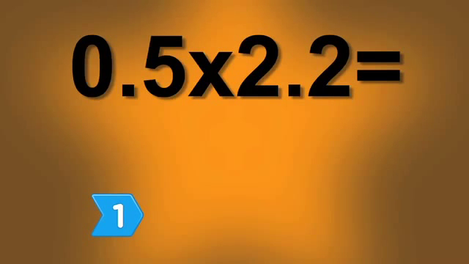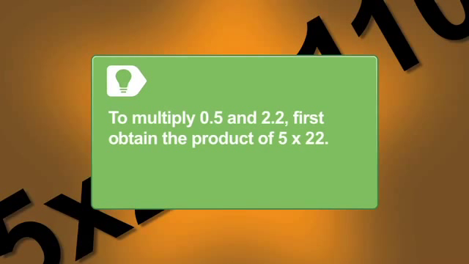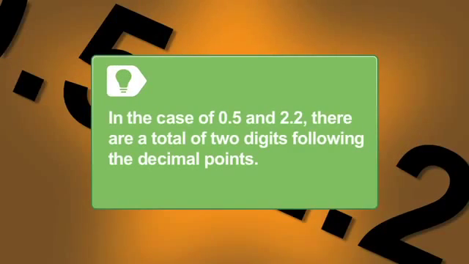Step 1. Multiply the two numbers containing decimals the same way you would if they were whole numbers containing no decimals. For example, to multiply 0.5 and 2.2, first obtain the product of 5 times 22, which is 110. Step 2. Count how many digits follow the decimal points in the two decimal numbers you are multiplying. In the case of 0.5 and 2.2, there are a total of 2 digits following the decimal points.